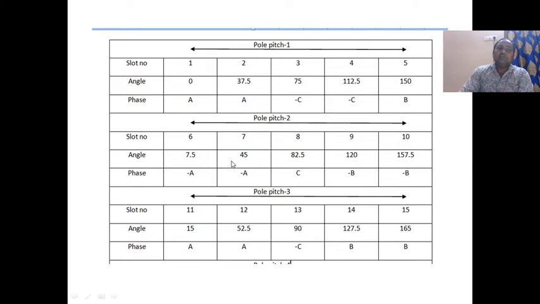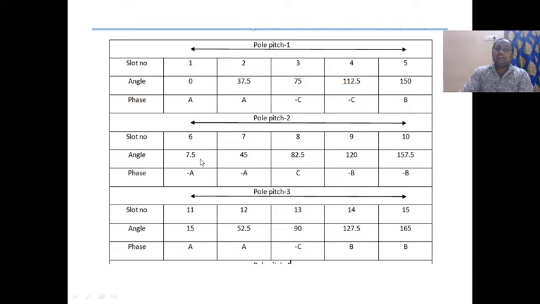Next, slot number 6. 150 plus 37.5 is 187.5. Above 180, the remaining angle is only 7.5, so we start from 7.5 electrical degrees. Please observe this carefully. 150 plus 37.5 is 187.5, so that exceeds 180. How much does it exceed? 7.5 electrical degrees. That will start in slot 6.